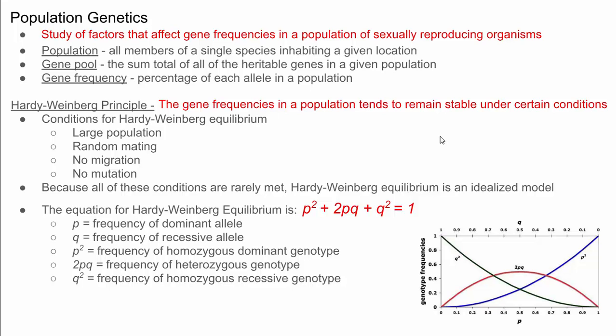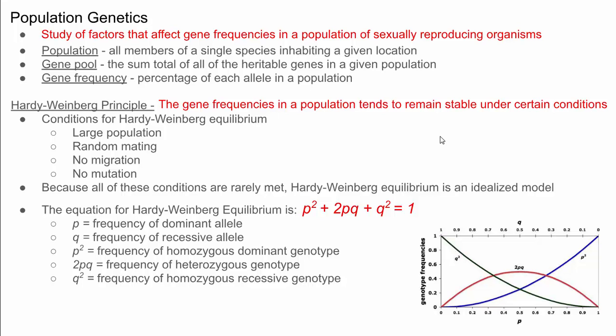The equation for Hardy-Weinberg equilibrium is p squared plus 2pq plus q squared equals 1. Let's look at what these letters actually mean. p and q are two important things that you'll have to know, and these would be given to you. p represents the frequency of the dominant allele for a certain trait. q represents the frequency of the recessive allele. These are given in decimals, like 0.70, 0.25, or whatever.